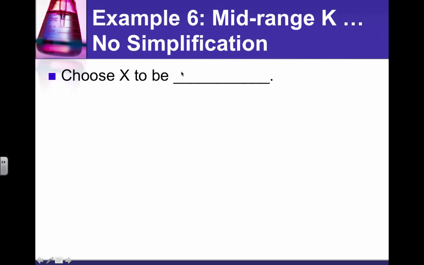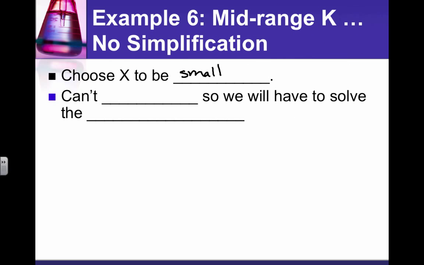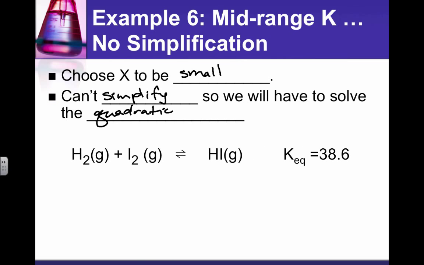First of all, we choose x to be as small as we can get it. So we always select the x to go in the spot in our RICE table that makes it as small as we can get it. And if we can't simplify, then you have to use the quadratic equation. Luckily, your calculator can handle that math and you don't have to fumble around trying to remember the quadratic equation, because that's not the point of chemistry. We want to be able to use math as a tool, not have it be an obstacle.